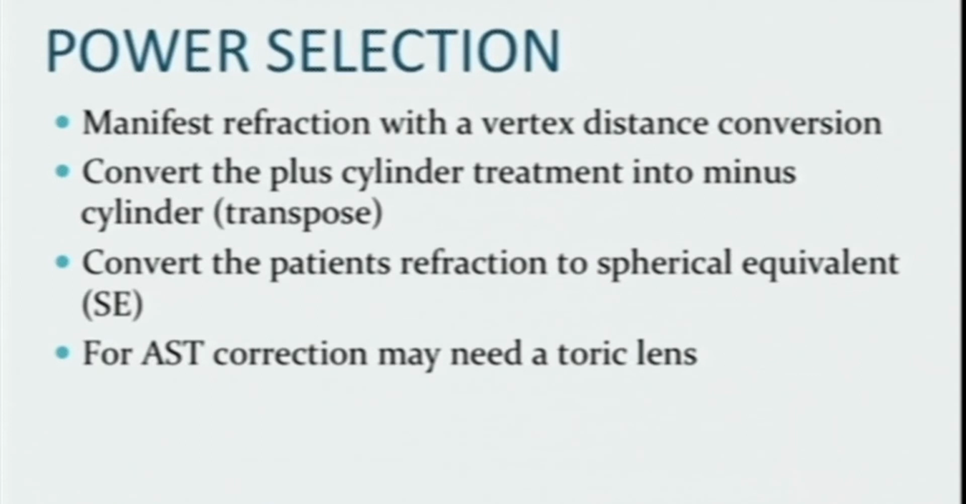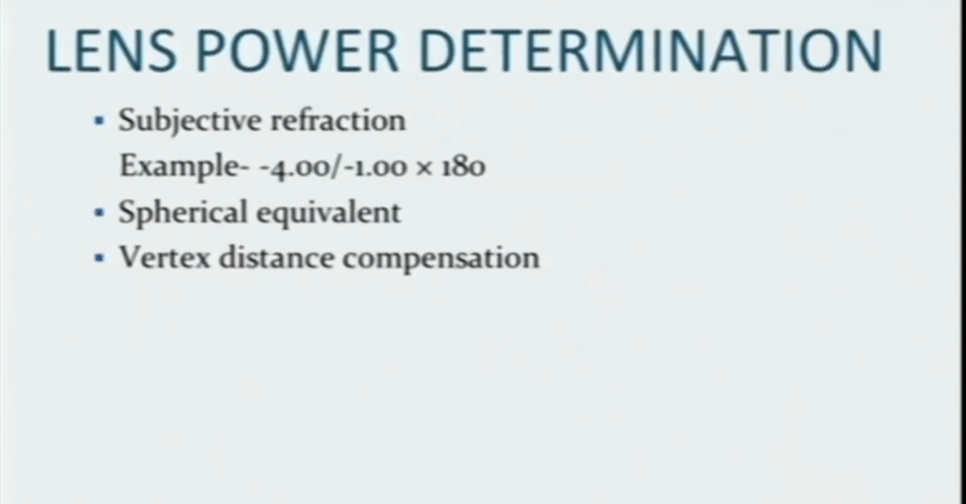The power selection will be the manifest refraction, which you have done previously, with the vertex distance conversion. I will talk about vertex distance later. If there is going to be a plus cylinder, you will have to convert it into a minus cylinder by transposing. And the patient's refraction should be the spherical equivalent in some cases. For astigmatic correction, you may need a toric lens.